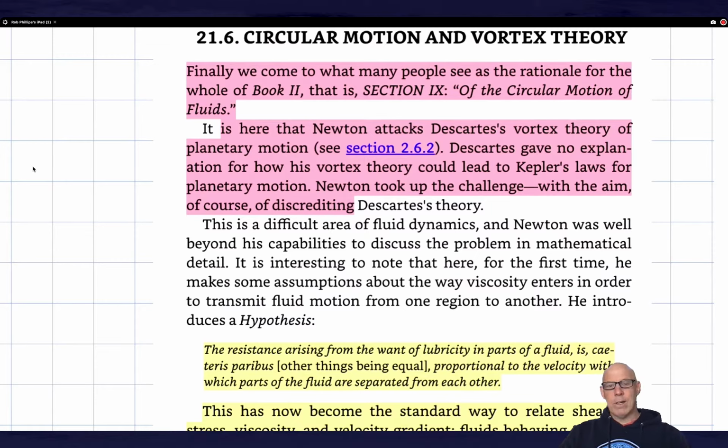This is a difficult area of fluid dynamics, and Newton was well beyond his capabilities to discuss the problem in mathematical detail. It is interesting to note that here, for the first time, he makes some assumptions about the way viscosity enters in order to transmit fluid motion from one region to another.